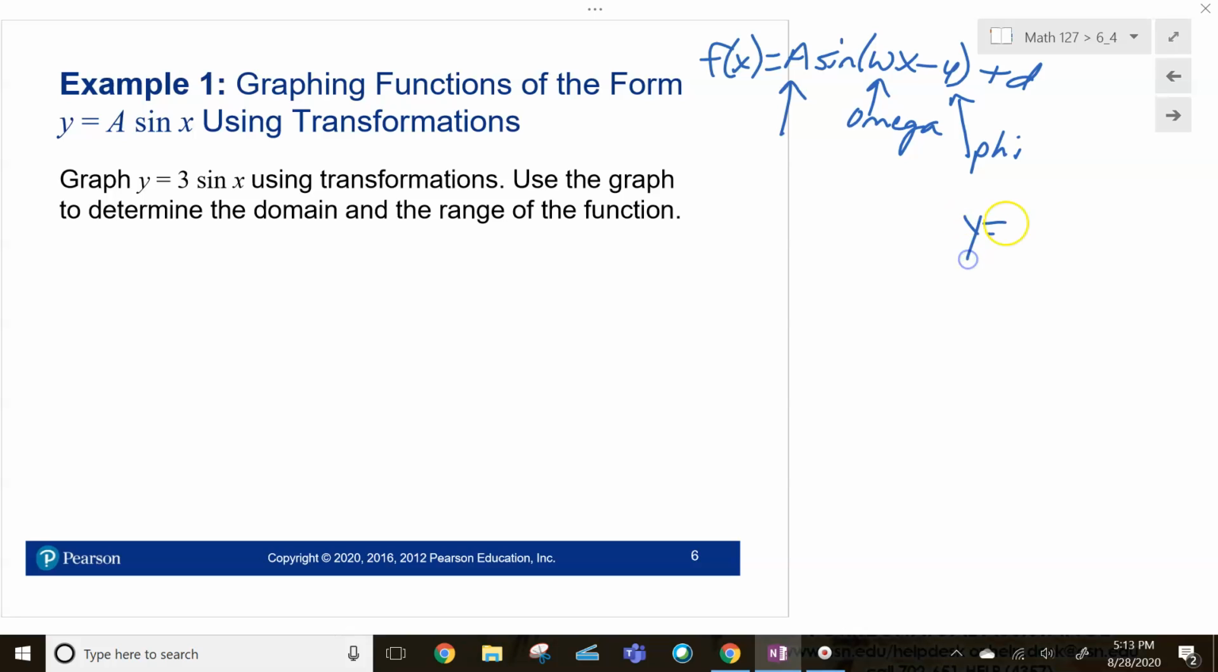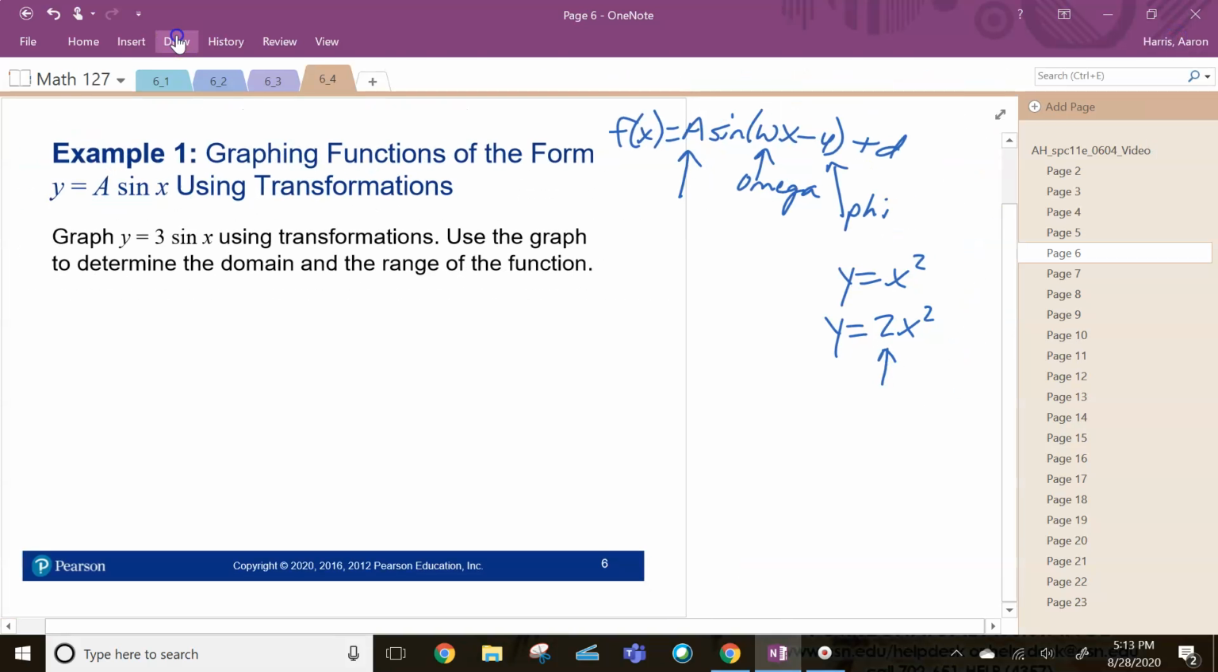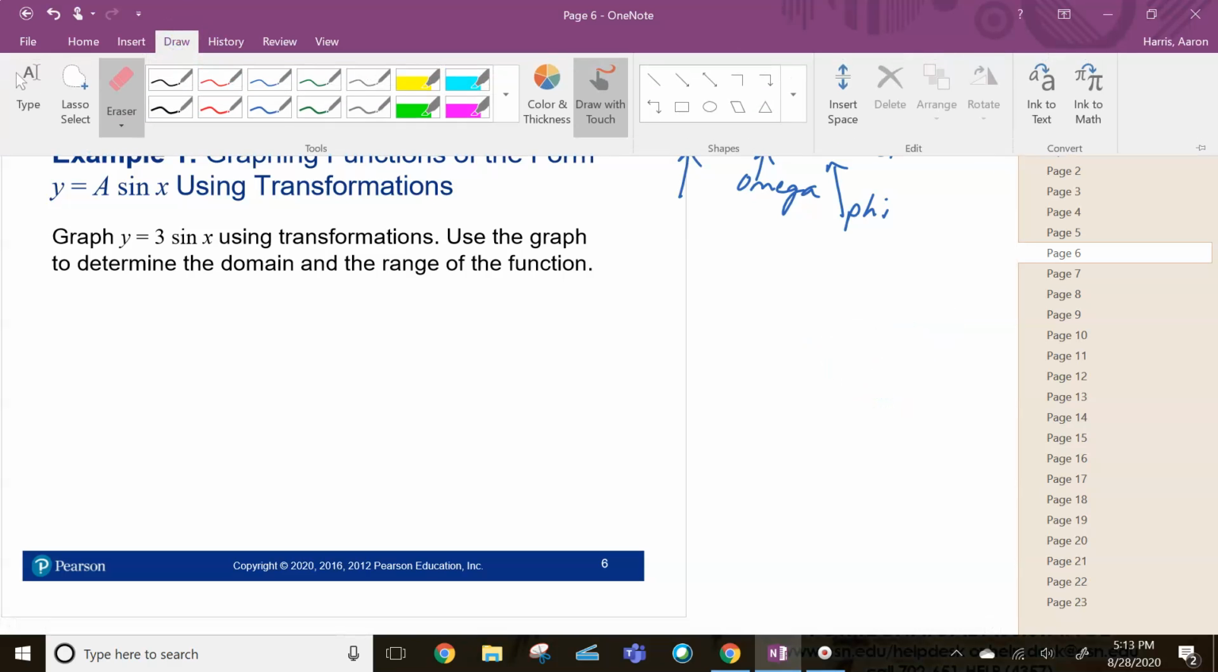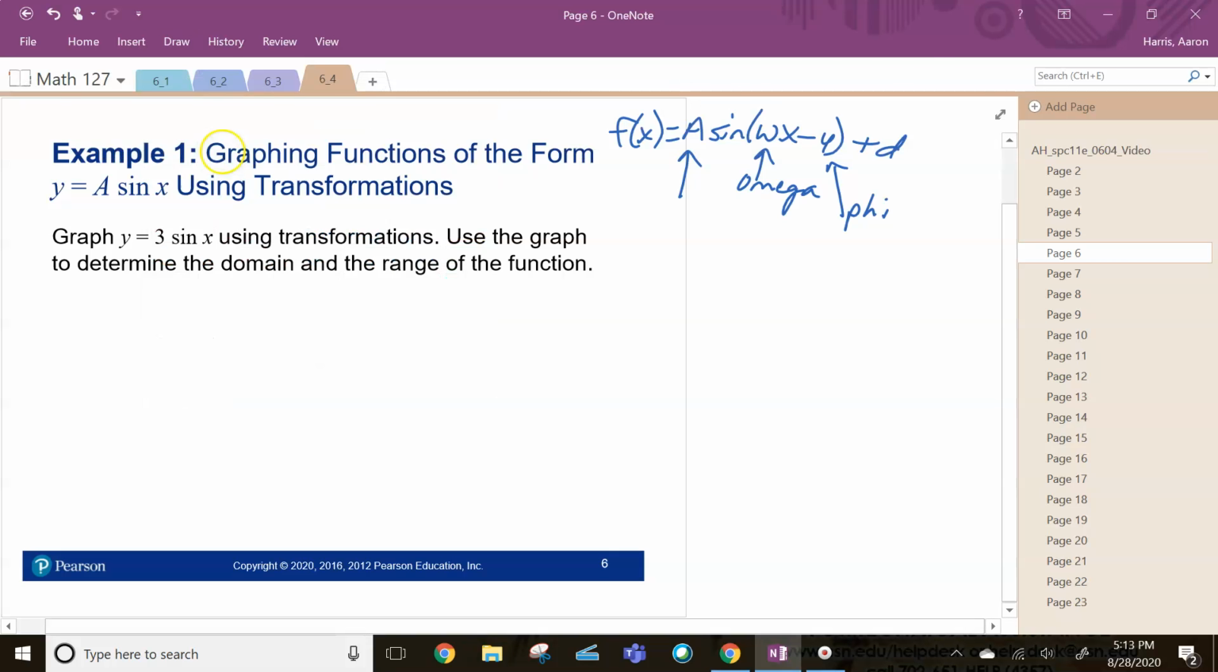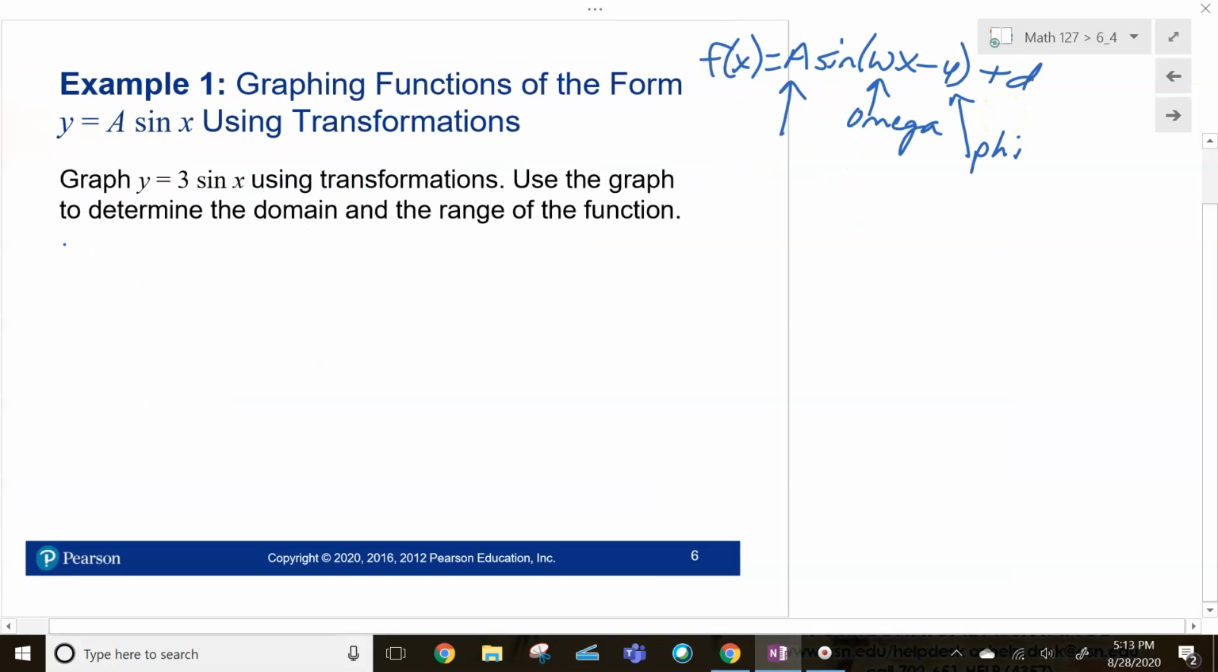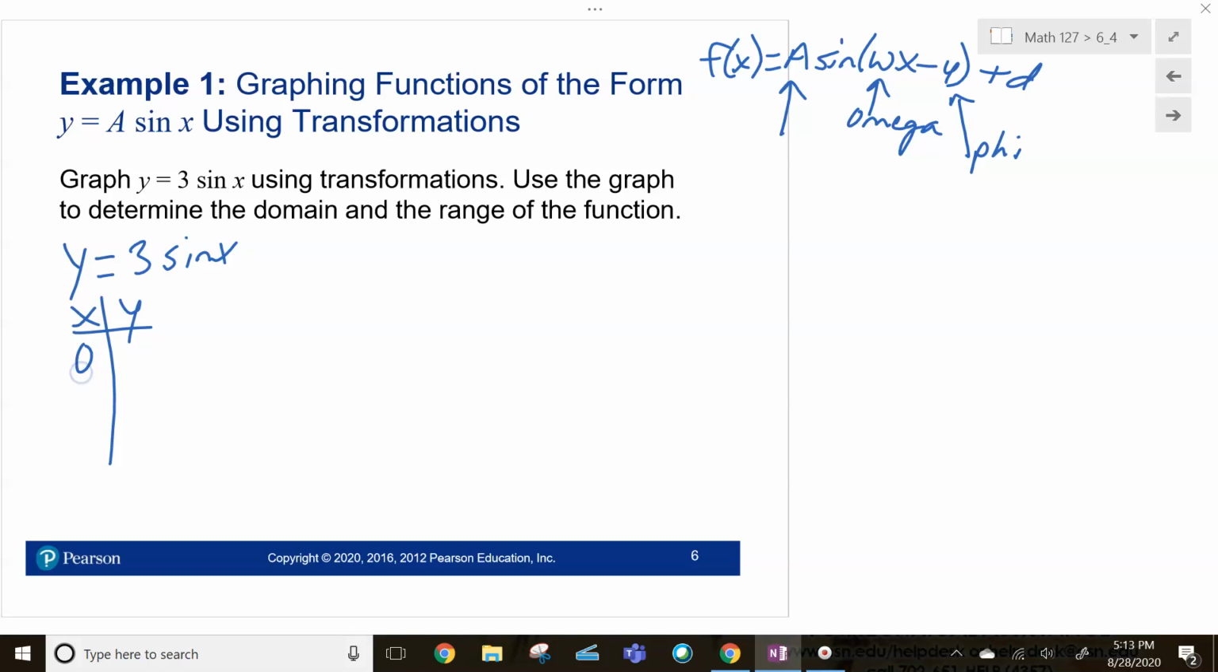If you had the function y equals x squared, and you just put a number in front of that, like a 2, and if that number is bigger than 1, what did that do? That was a vertical stretch, right? That was a vertical stretch. Let me erase that. Okay, similarly, with these trig functions, if you put a 3 in front and then you just graph, so let's put 0 in first.